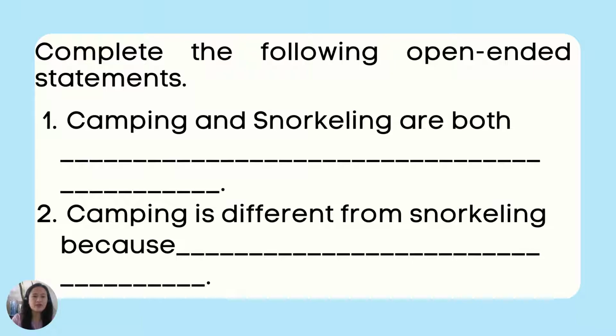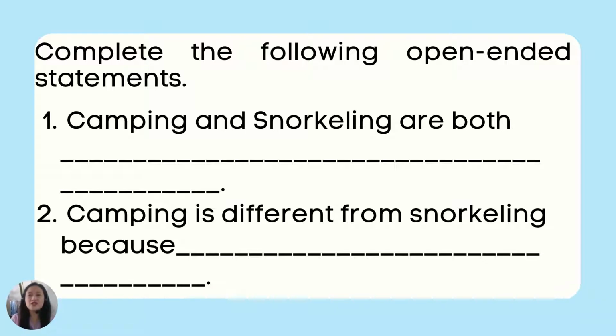This time, I want you to complete the following open-ended statements. Number 1, camping and snorkeling are both. Sample answers might be they are both recreational activities and they are particularly outdoor recreational activities. How about number 2? Camping is different from snorkeling because they are different from the equipment used and the skills needed in engaging to this activity. If you can think of other answers, you may write it down on your notebook or on your answer sheet.